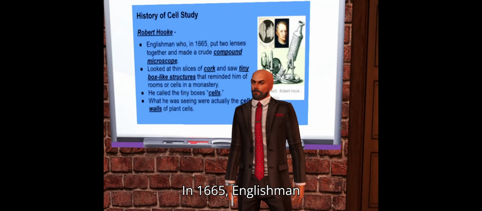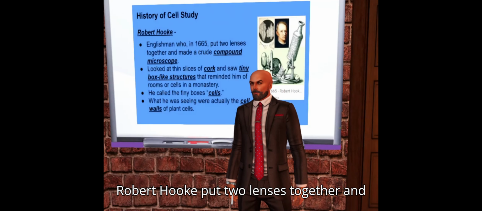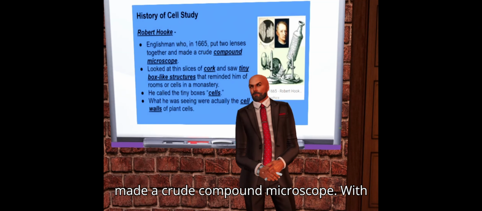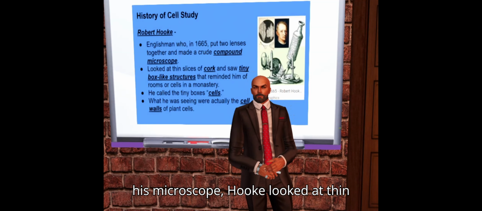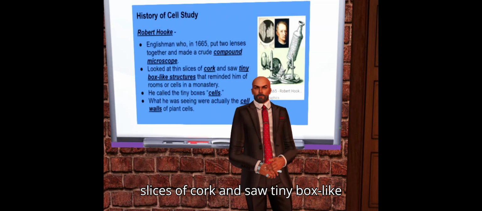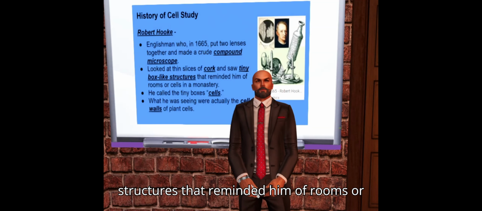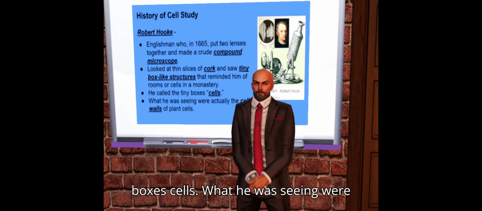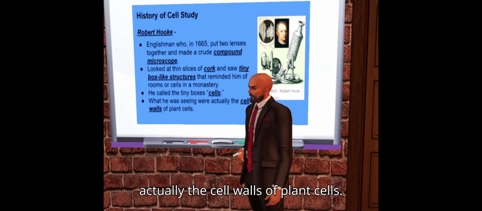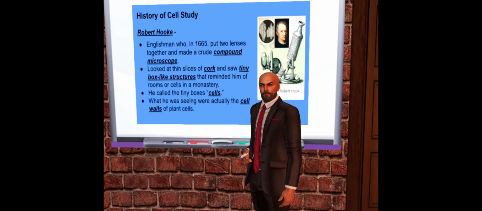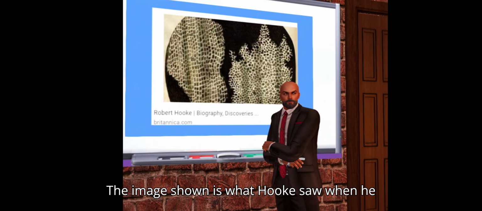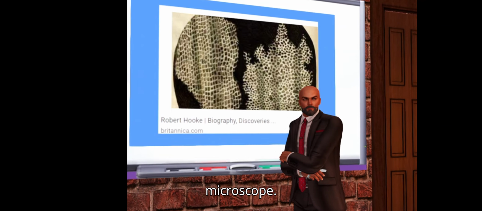In 1665, Englishman Robert Hooke put two lenses together and made a crude compound microscope. With his microscope, Hooke looked at thin slices of cork and saw tiny box-like structures that reminded him of rooms or cells in a monastery. He called the tiny boxes cells. What he was seeing were actually the cell walls of plant cells. The image shown is what Hooke saw when he looked through this first compound microscope.